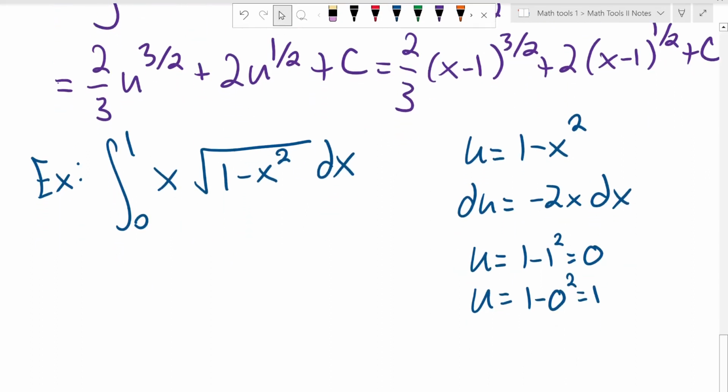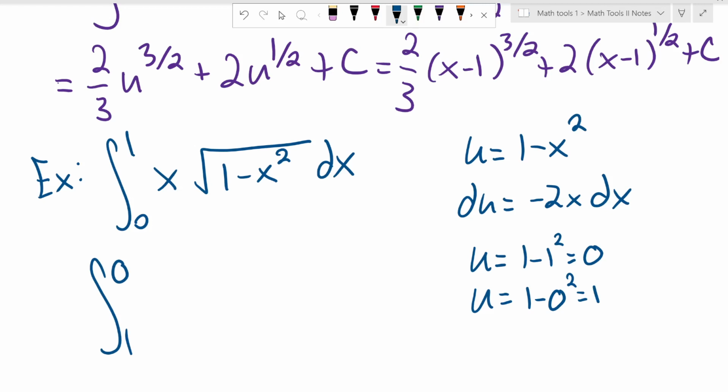So we can change the bounds as well. Again, you don't have to. You can just find the antiderivative using this method, plug x back in, and then go back and plug in the bounds. But this is a cleaner way to do it all at once. So our bounds change from 1 to 0.